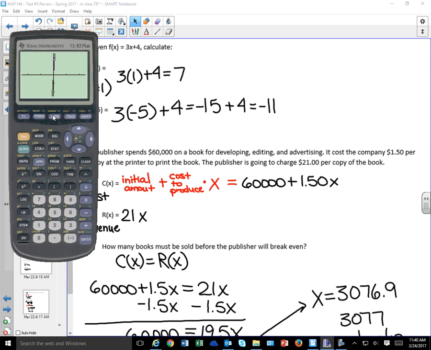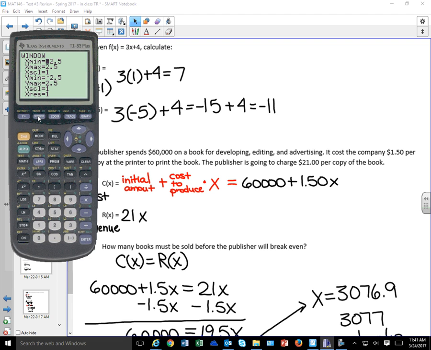So what you could do is zoom out. You could keep zooming out until you can see the intercept. But the easier thing in this case is probably just to adjust the window to what you want it to be. So go to the window, and now what you're doing is telling the calculator exactly what you want to see on the graph.